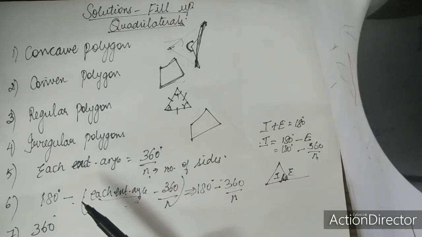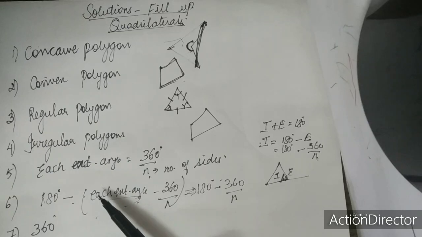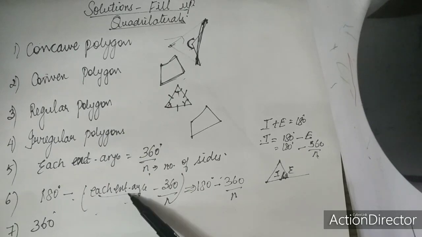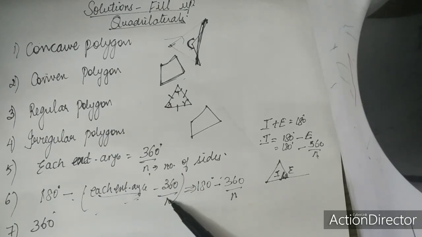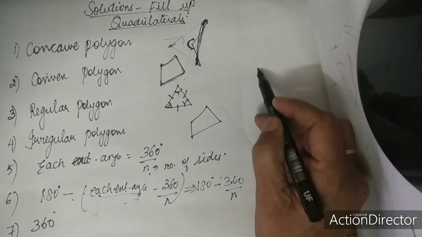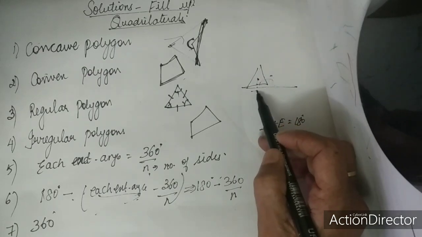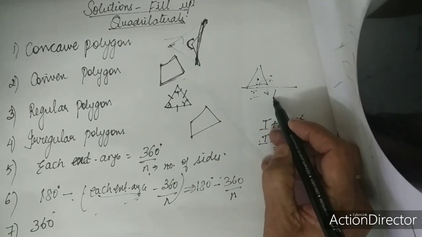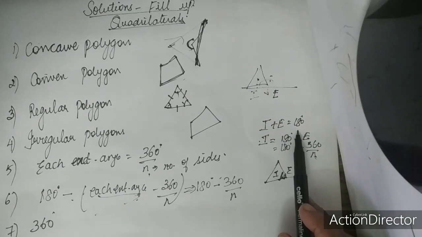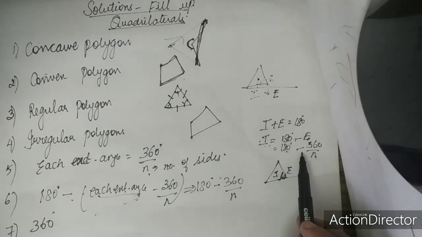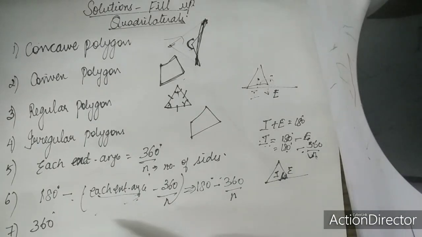Question number 6. For a polygon of n sides, each interior angle is equal to, so whenever interior angle is asked, you will be using the formula 180 degree minus each exterior angle. So what is each exterior angle? 360 degree upon n. So suppose if you consider a triangle, one is the interior angle, the other one is the exterior angle. Interior angle stands for I and the exterior angle stands for E. So what is I plus E? It is equal to 180 degree, linear pair. So I can be written as 180 degree minus exterior angle. 180 degree minus, how can you write exterior angle? 360 upon n.